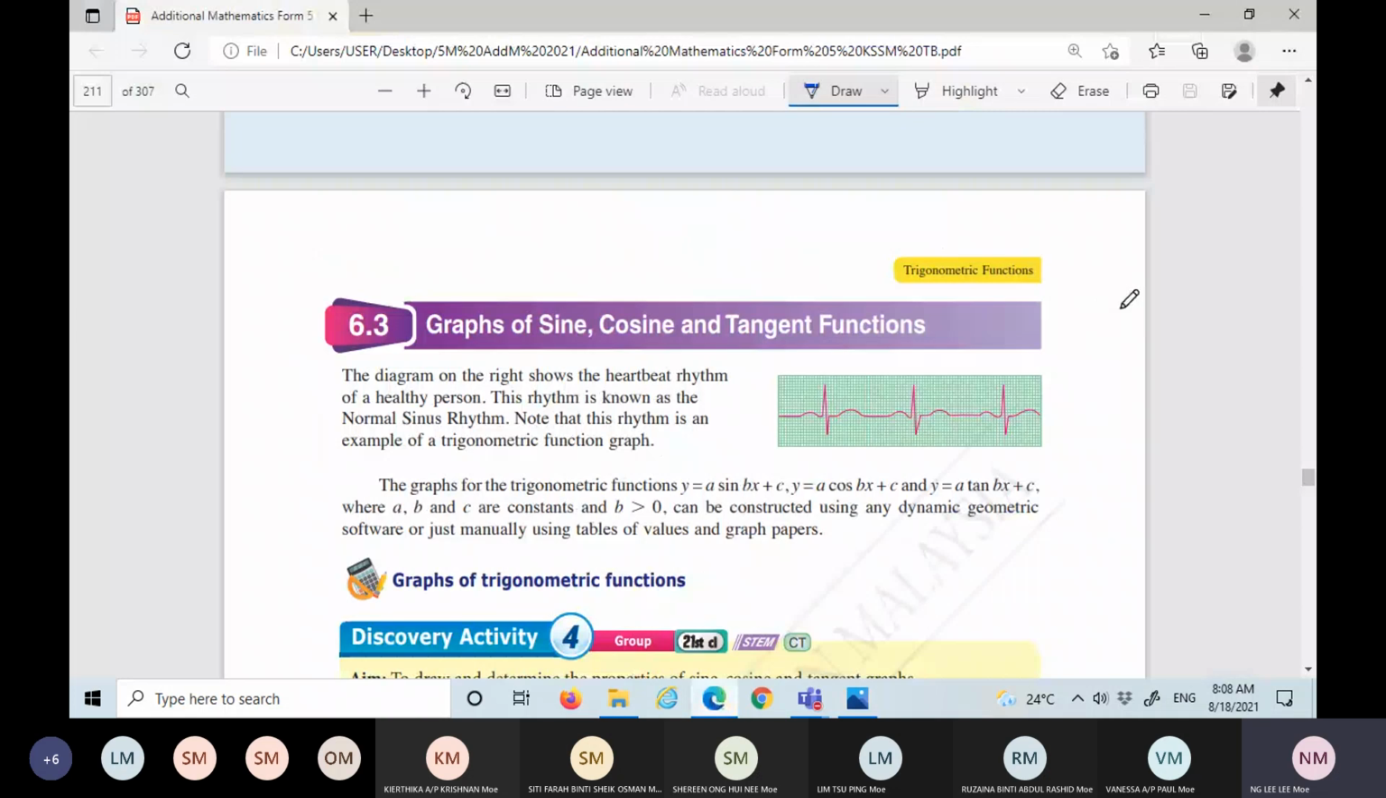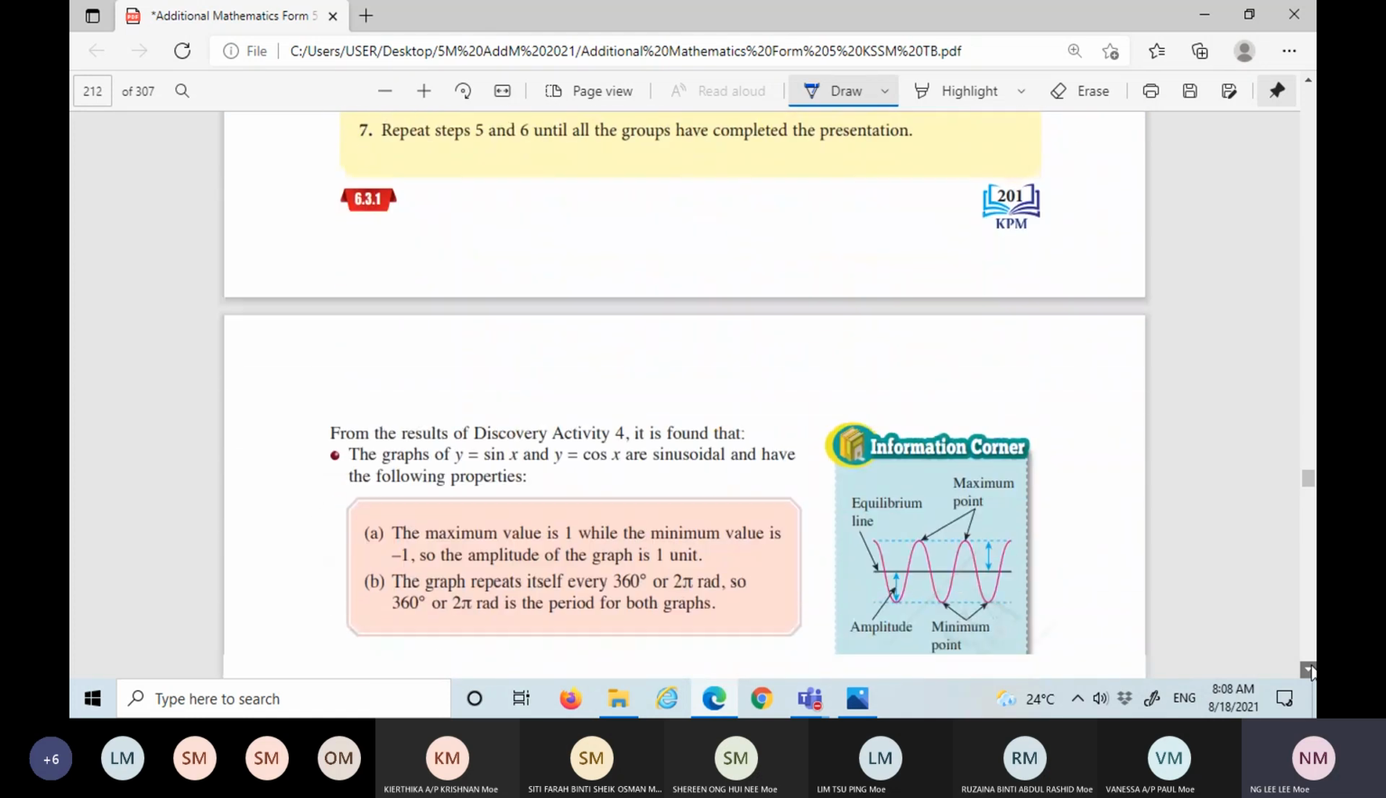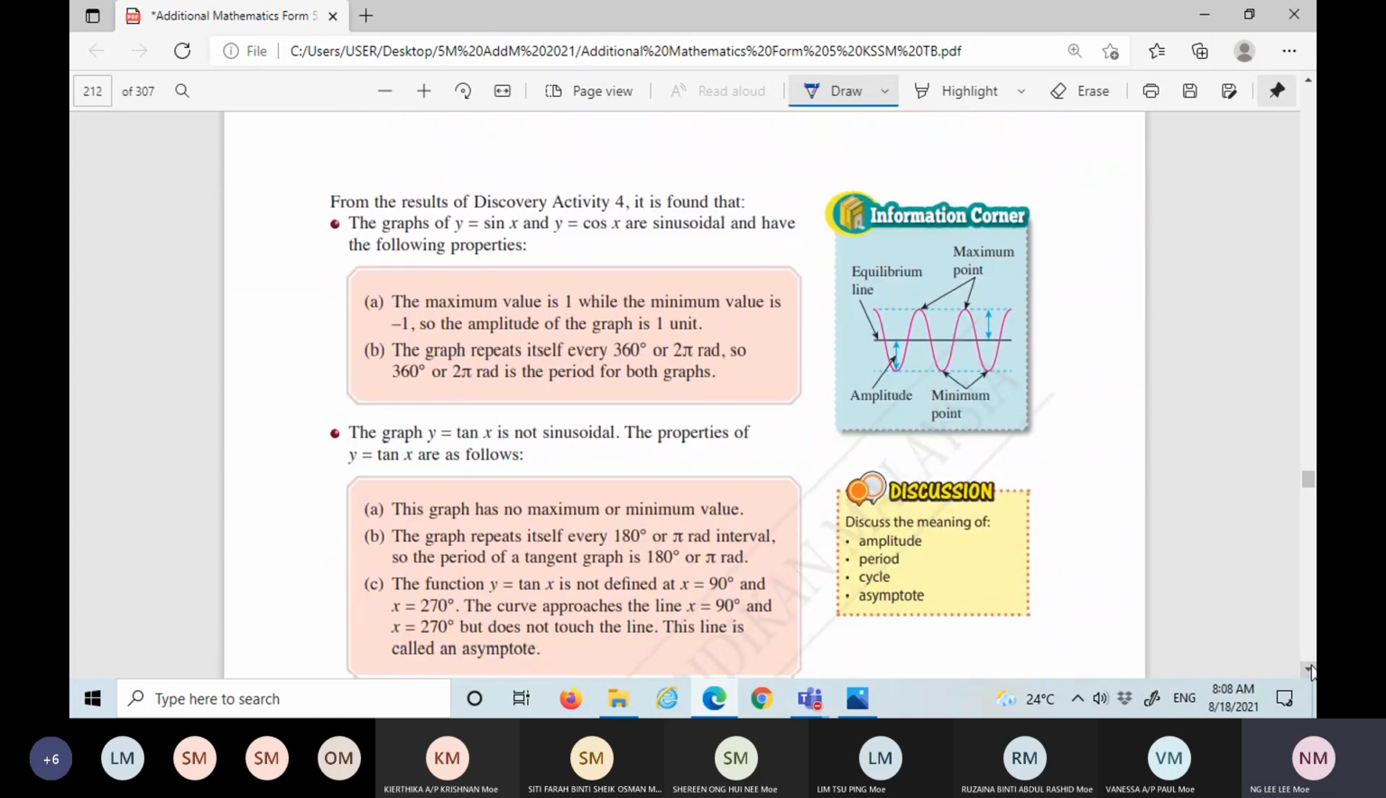Okay, so we will start a new subtopic today, which is the graph. So you write the index for today: graph of trigo functions. Today is the 18th. These are all I will skip. Okay, we look at this, the properties of these 3 types of graph: sine, cos, and tangent.